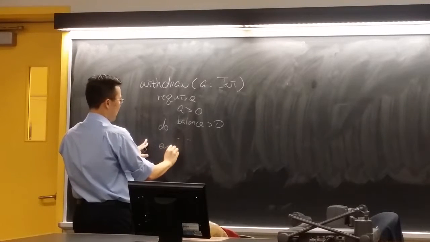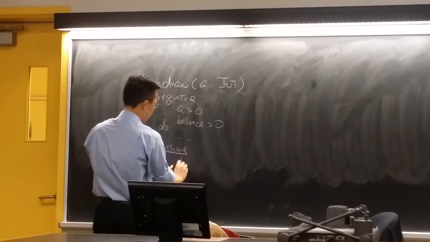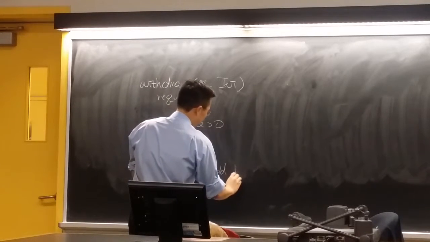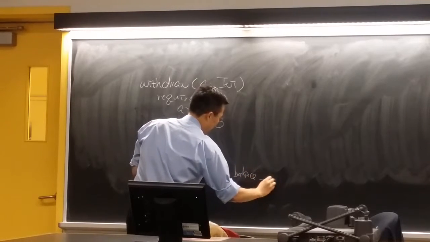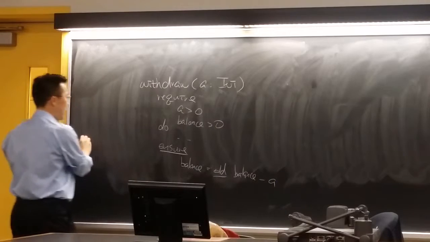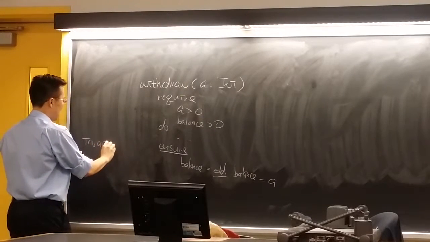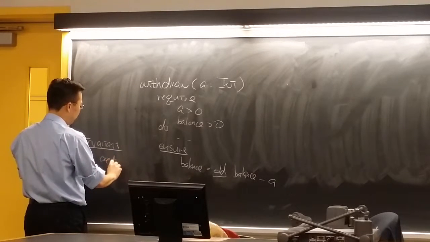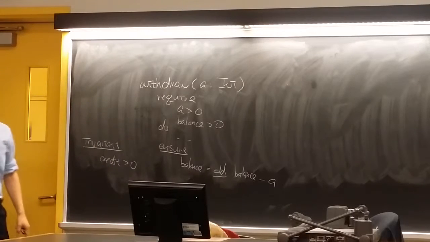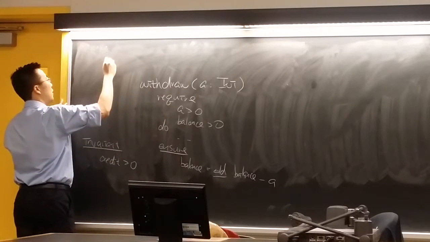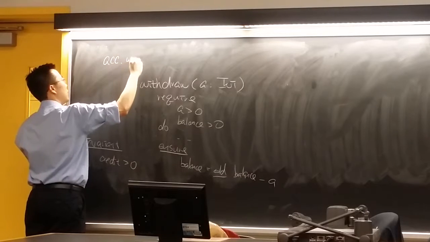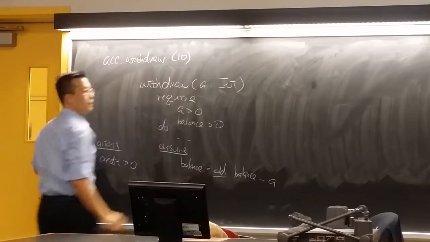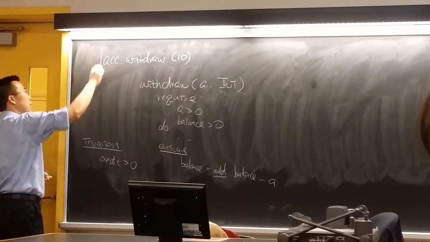Implementation here. So ensure I'll only put balance is equal to old balance minus A. And let's say we also have some invariant in the same class. For example, I'll just make it up. So let's say credits must be positive as well. Okay, so now let's say we're trying to make a call. Account dot withdraw 10.